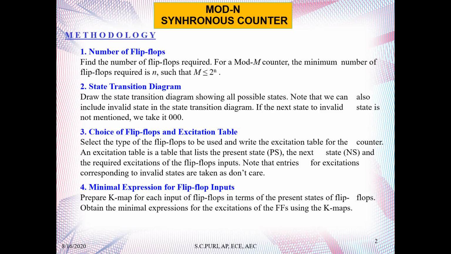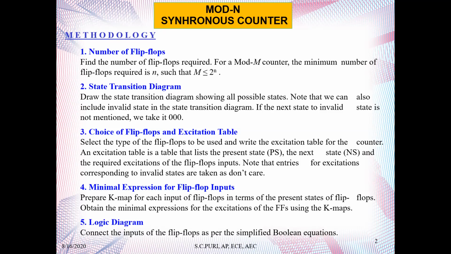That means after fixing the states, that is the present state and the next state, you need to find the required excitation of the flip-flop inputs. And then you need to get the minimal expression for the excitations using K-map. So that's step 4.